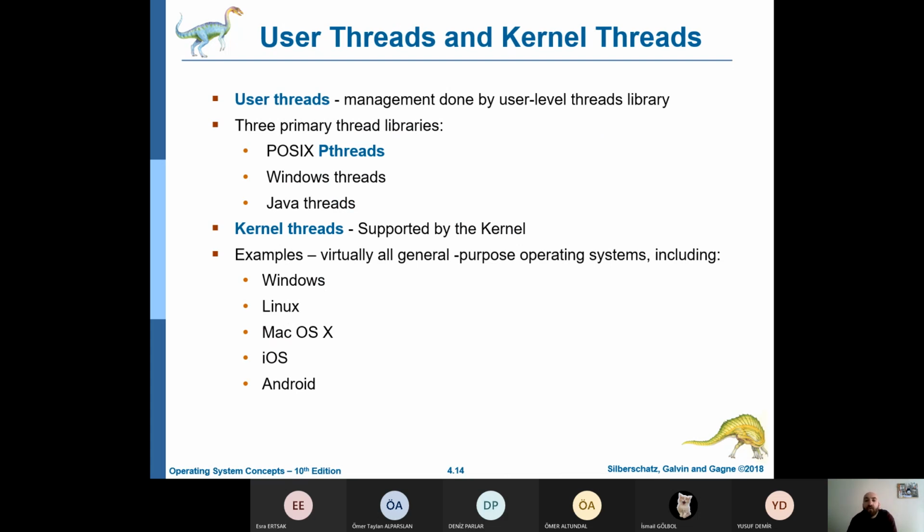Our discussion so far has treated threads in a generic sense. However, support for threads may be provided at the user level for user threads, or by the kernel for kernel threads. User threads are supported above the kernel and are managed without kernel support, but kernel threads are supported and managed directly by the operating system. Nearly all contemporary operating systems, including Windows, Linux, and macOS, support kernel threads.